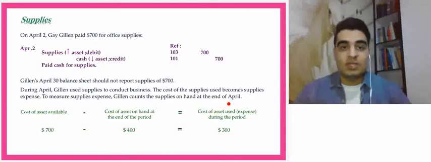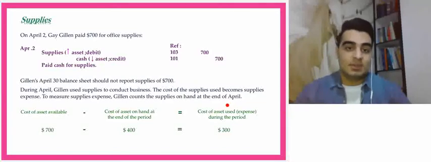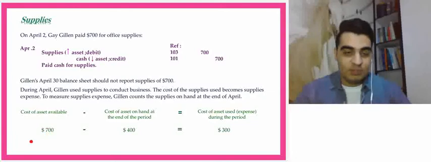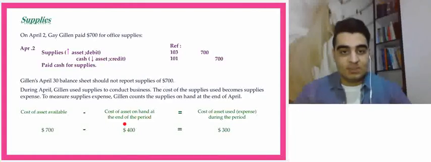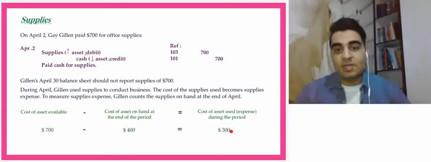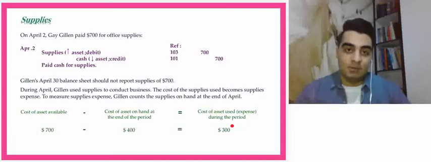So in order to calculate the amount of supplies that we used, we have to do this here. The cost of the asset available is $700. We purchased them at the beginning of our period, and the cost of the assets at the end of the period was $400. If we subtract this amount from our $700, the remaining will be $300, which is the cost of the asset that was used. It's the expense during this period.